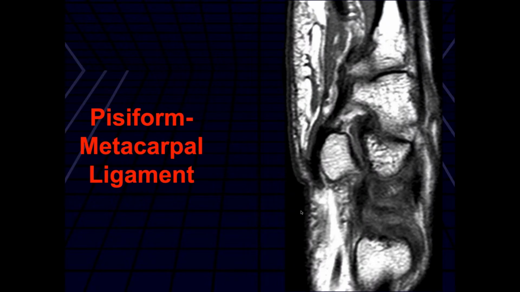Okay, Elior, what do you think of this case? I see some increased signal just proximal to, I think it's the ECU tendon going over the pisiform, or proximal to that. So we don't see the ECU down here.